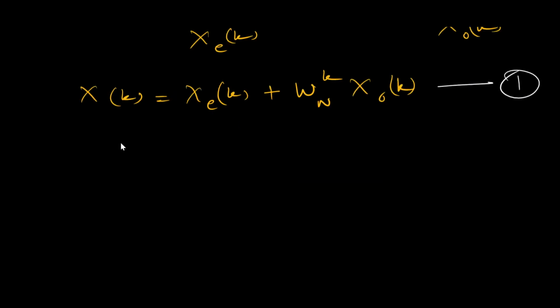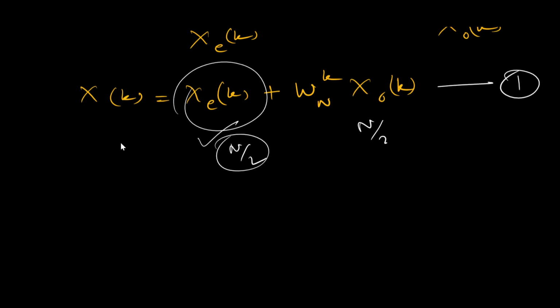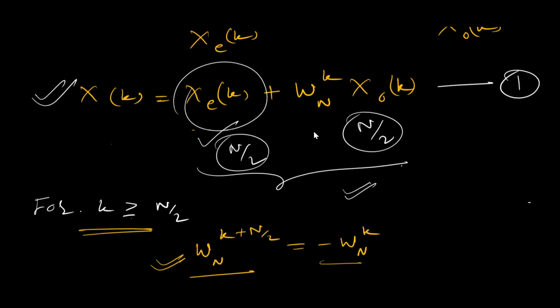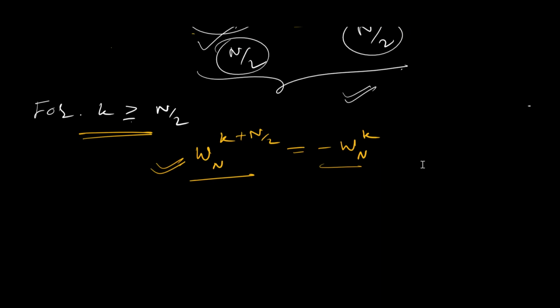Now I get the idea that once the individual DFTs are calculated for the N by 2 length sequences, they are combined as per equation number 1. So this was the equation when k was ranging from 0 to N by 2. Now the next case is when k is greater than or equal to N by 2.